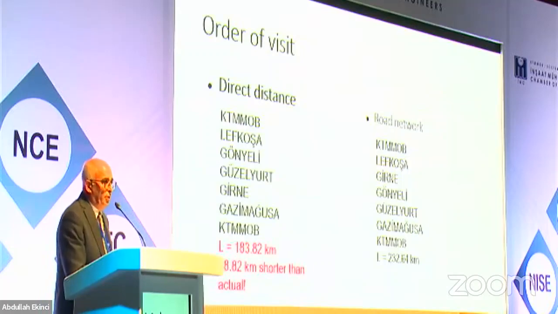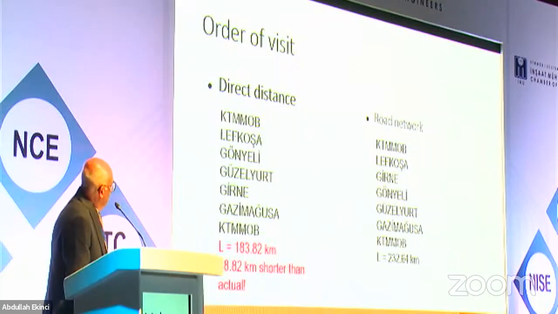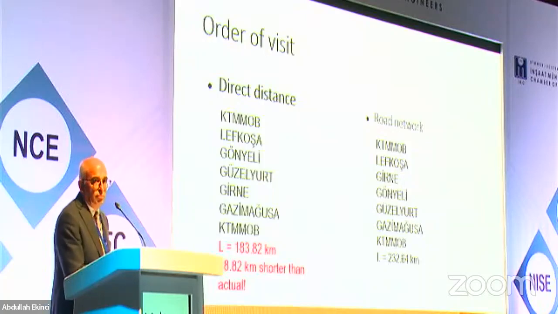Well, after the analysis, we see a slightly different order of the cities. The one on the left-hand side is the direct distance. By using the direct distance matrix, we have a total that is almost 49 kilometers shorter than the actual. We are talking about only 5 places to visit, and we have such a big error.